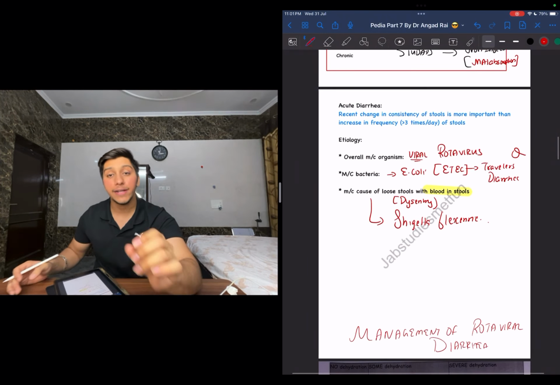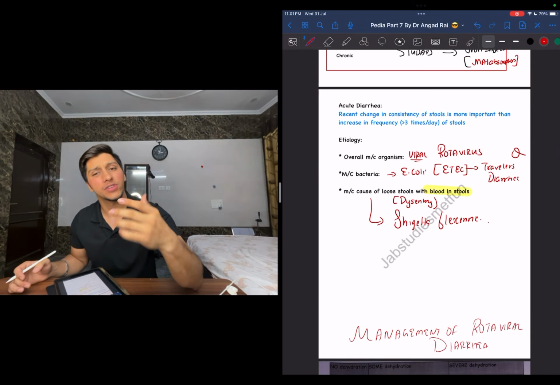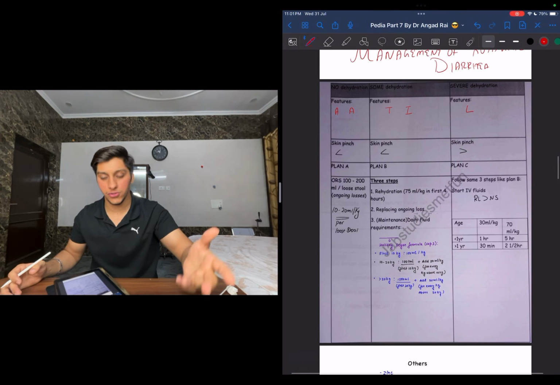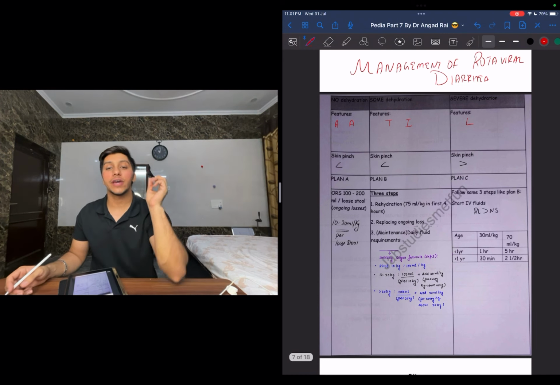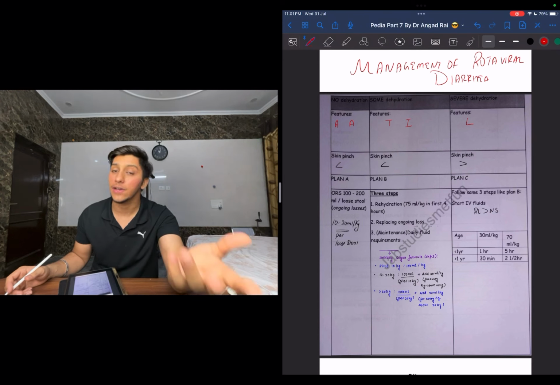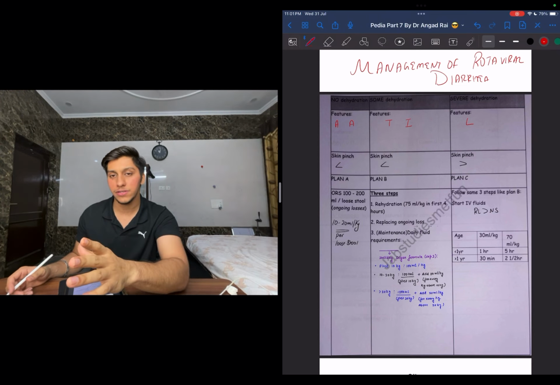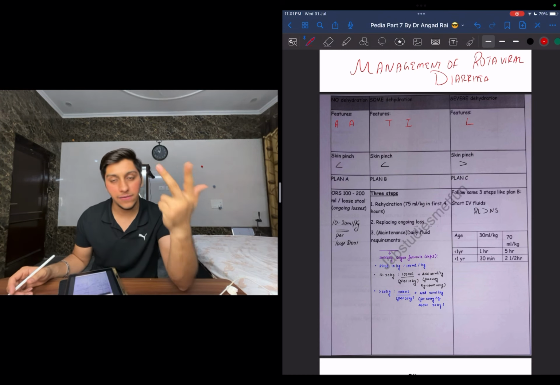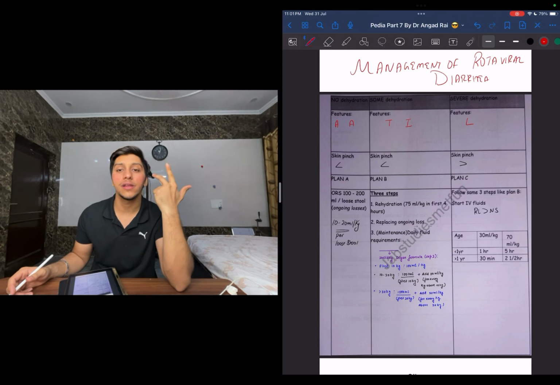Now guys, let's talk about the important management of rotaviral diarrhea, which is very common, especially at this time right now in the monsoon season. Management is based on dehydration. We have to see the dehydration the child is suffering from. You are going to divide dehydration into 3 parts, not mild, moderate, severe. It is going to be no dehydration, some dehydration, and severe dehydration.